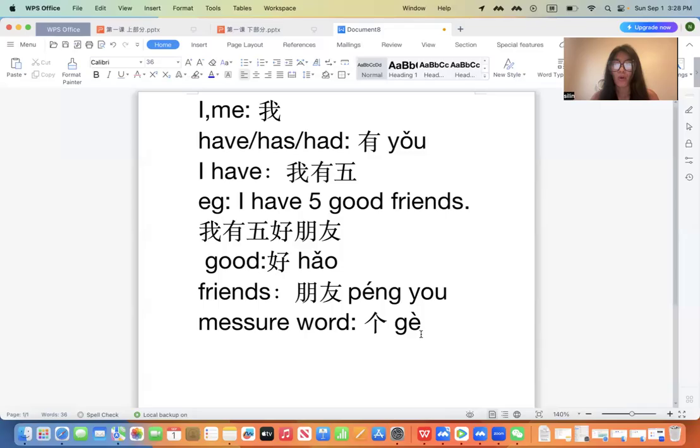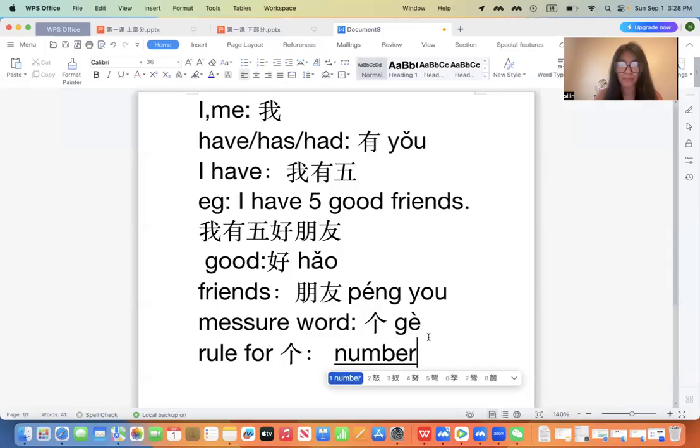Okay, so where should you put this 个? Remember the rule. The rule for 个 is use after numbers. So numbers plus 个. That's how we use it. Numbers plus 个, which means you need to put this one after numbers. So let's go back to the sentence. I have 5 good friends. How to say that in Chinese?